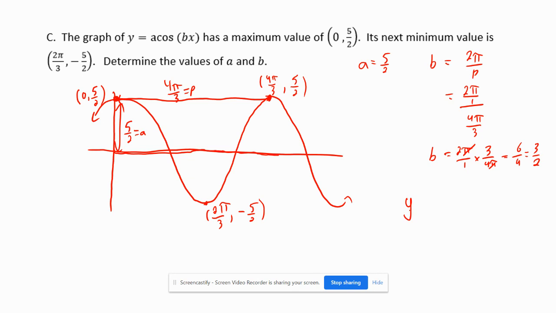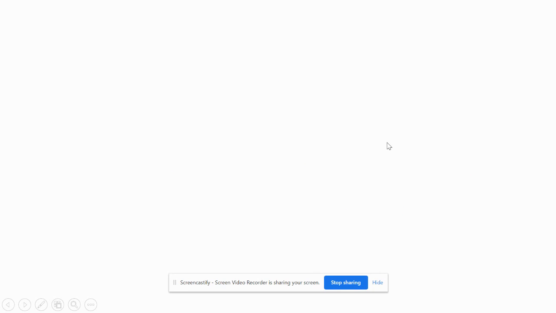So our equation is going to be y equals 5 over 2 cos, following this equation over here, and our b value is 3 over 2 x, like that. And there is our equation there.